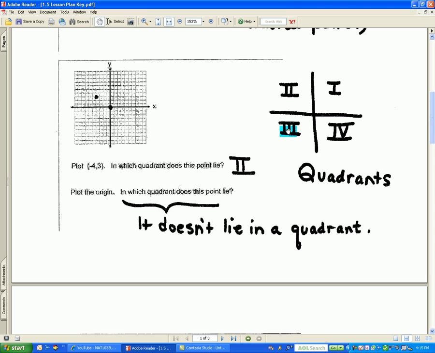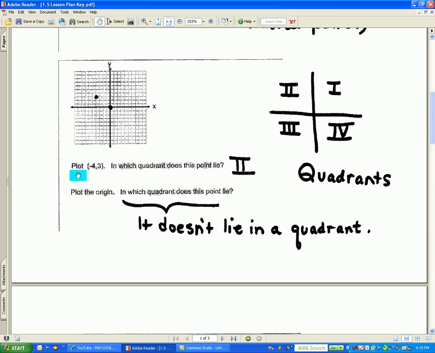When we move down, that's quadrant 3. And when we move to the right, that's quadrant 4. It's almost like you're drawing the letter C. Watch my cursor. You start with quadrant 1, you trace out the letter C, and that's how you can count your quadrants.